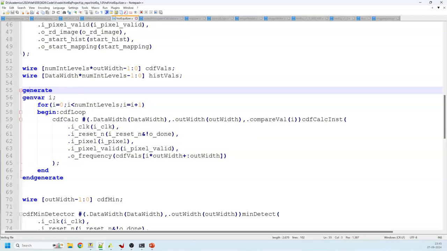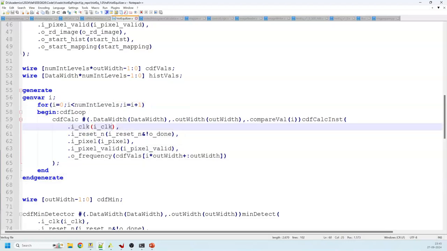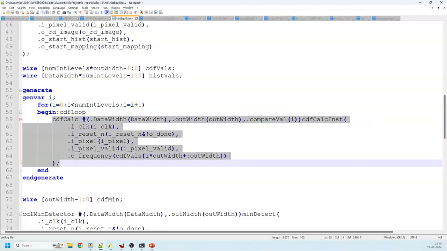One main thing is that this generate doesn't correspond to any hardware implementation. This is a shortcut for instantiation. Instead of typing it 256 times, we use a shortcut and the tool will unroll it for us. Here you can see we have a loop control variable, the generate variable I, and that I is parameter mapped to the compare value. That's how we get the cumulative histogram value for 0, 1, 2, 3, 4, etc. So each module will be calculating for one particular gray level.